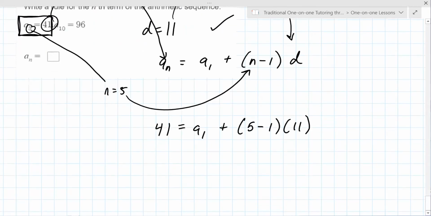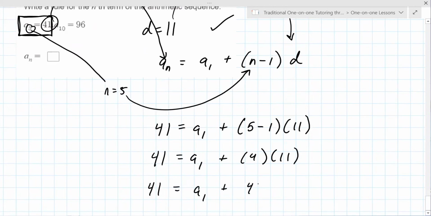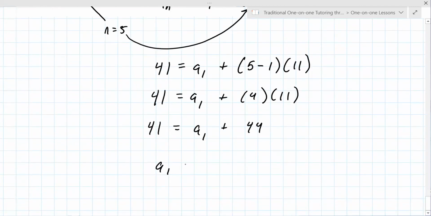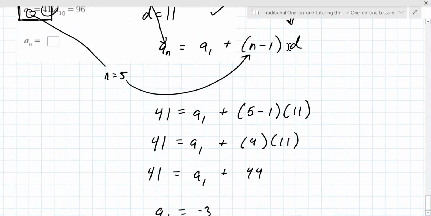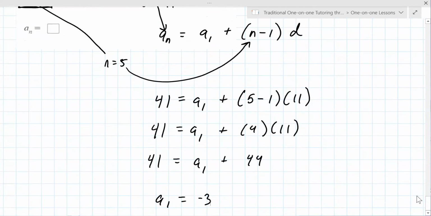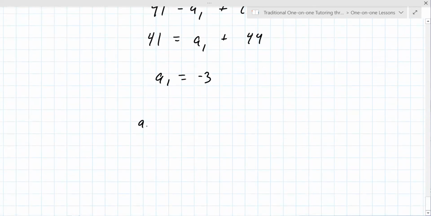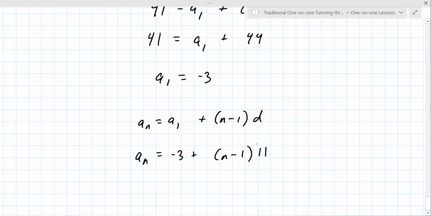You remember just doing this in 1 through 4? Yeah. 4 times 11 would be 44. You subtract, and it'd be negative 3. Yeah, negative 3. Right. And so that's the other piece. We needed A1 and we needed D. Okay. So AN is A1 plus N minus 1 times D. A1 is minus 3 and D is 11.